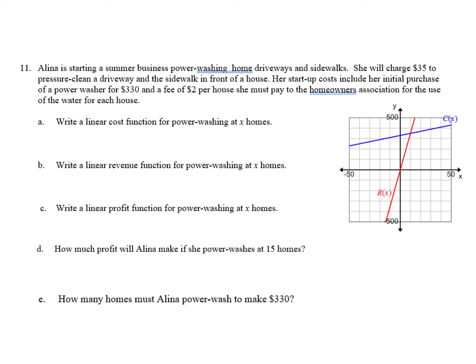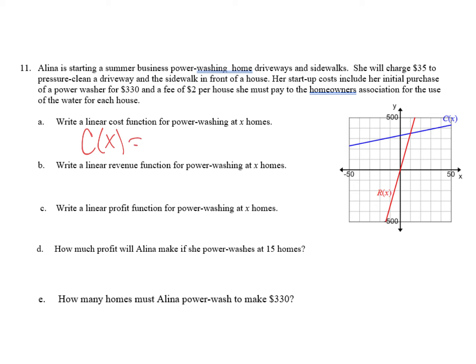Alina is starting a summer business power washing home driveways and sidewalks. She will charge $35 to pressure clean a driveway and the sidewalk in front of the house. Her startup cost includes her initial purchase of the power washer for $330 and a fee of $2 per house that she has to pay to the homeowners association for use of the water. Write a linear cost. So the first thing we're going to write is the cost function for power washing X number of homes.